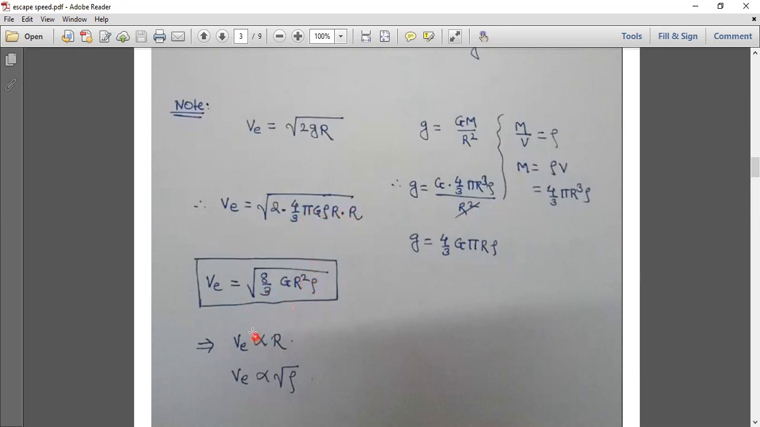From this, what we can conclude, this escape velocity is directly proportional to the radius of the planet. Means the more the radius, the more will be the escape velocity. Next, another one, escape velocity is directly proportional to the square root of its density. So if the density of the planet is more, escape velocity is more. If the density of the planet is less, escape velocity is also less. Understand? This is what the note point is. Clear? Okay. So let's move ahead.